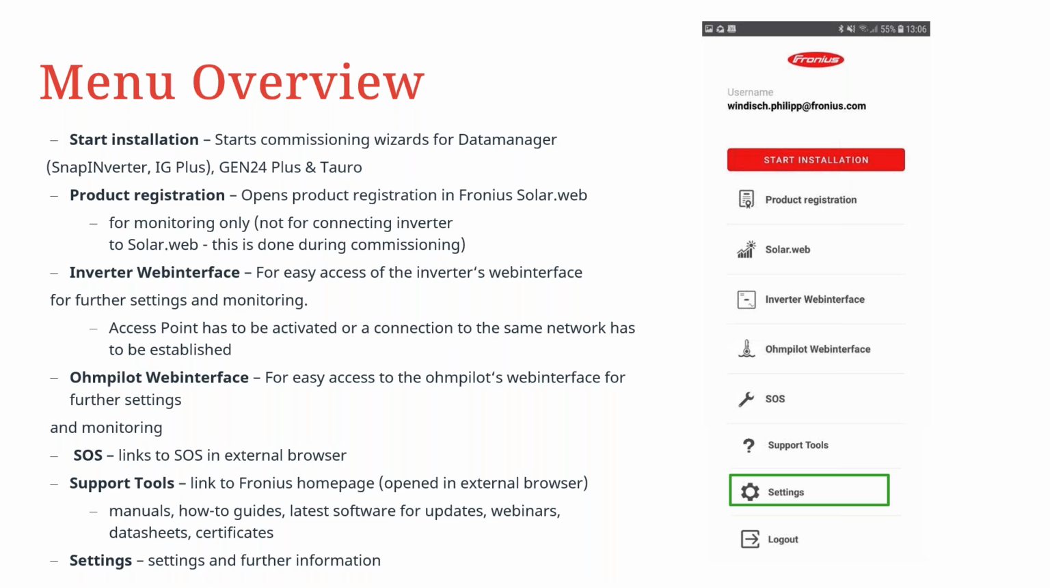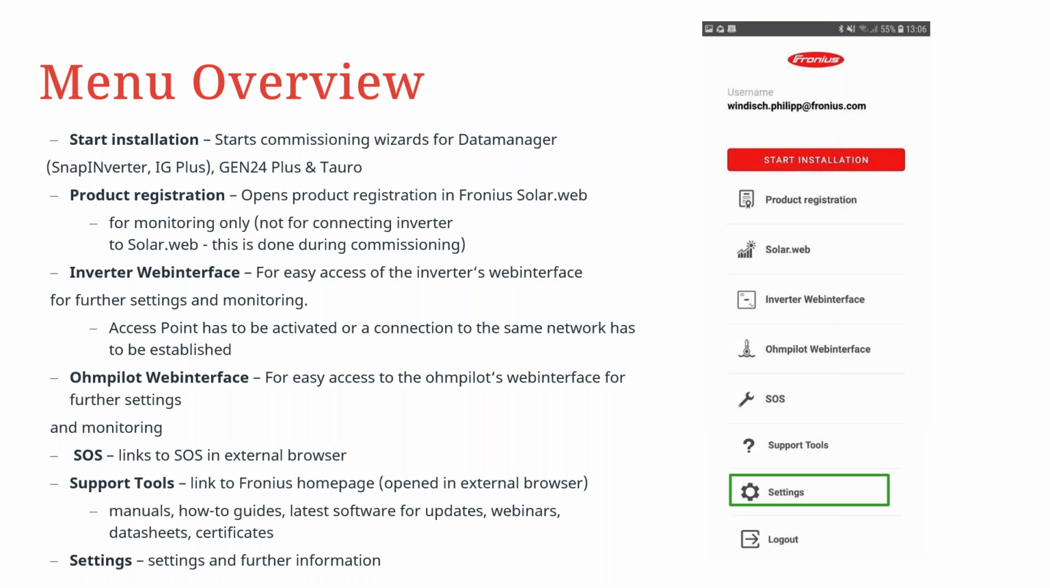For the Snap inverter in this example, you'll then receive a wizard that states technical wizard and Solar Web wizard. You can also do product registration, which then boots you into our product registration that is available on Solar Web. This is for monitoring only and not for connecting the inverter to Solar Web. This is done during the commissioning, as well as the inverter web interface. This is for easy access to the inverter's web interface for further settings and monitoring.